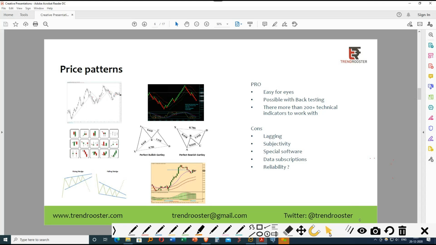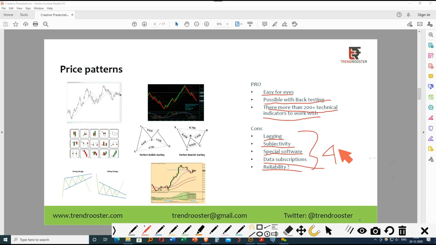So what are the pros and cons of price patterns and indicators in directional trading? The pros: it's easy on the eyes, people get addicted and start doing only trading, there's special software, and many things are possible with back testing. There are more than 200 technical indicators to work with. But the cons: lagging and subjective, special software required, data subscription, and reliability.